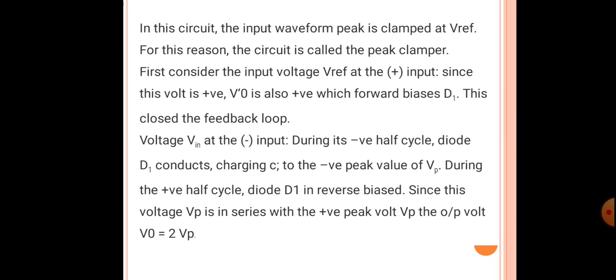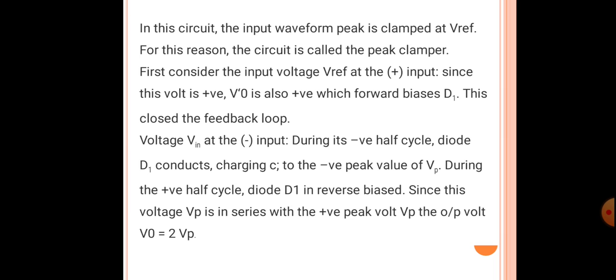First, consider the input voltage Vref at the positive input. Since this voltage is positive, V0 is also positive, which forward biases D1. This closes the feedback loop. Voltage Vin is at the negative input. During its negative half cycle, diode D1 conducts, charging C to the negative peak value of Vp. During the positive half cycle, diode D1 is reverse biased.